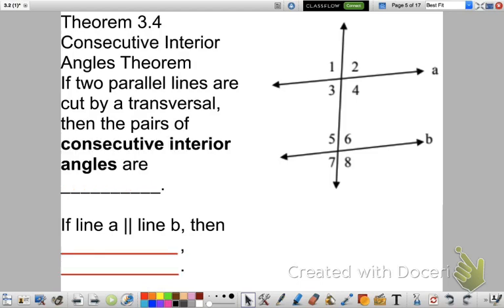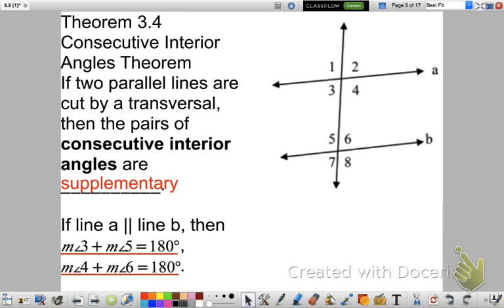Now, what about the consecutive interior and exterior angles? We have theorems for those as well. Consecutive interior angles are going to be supplementary when we have parallel lines cut by a transversal. So that means 3 and 5 would add up to equal 180 degrees, and the measure of angle 4 and 6 would also add together to give us 180 degrees.